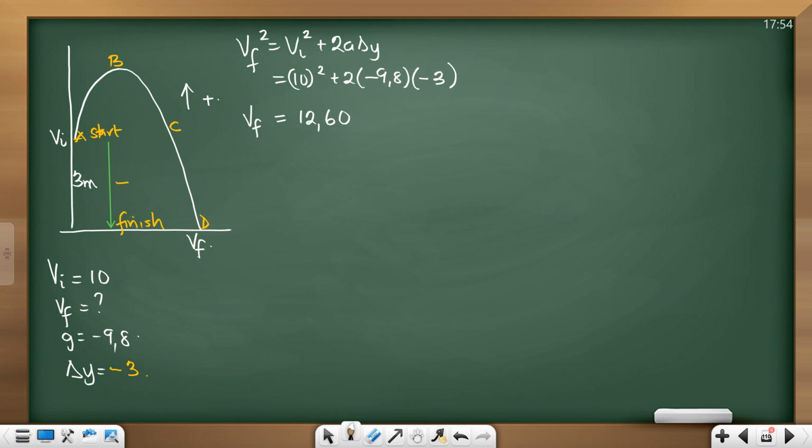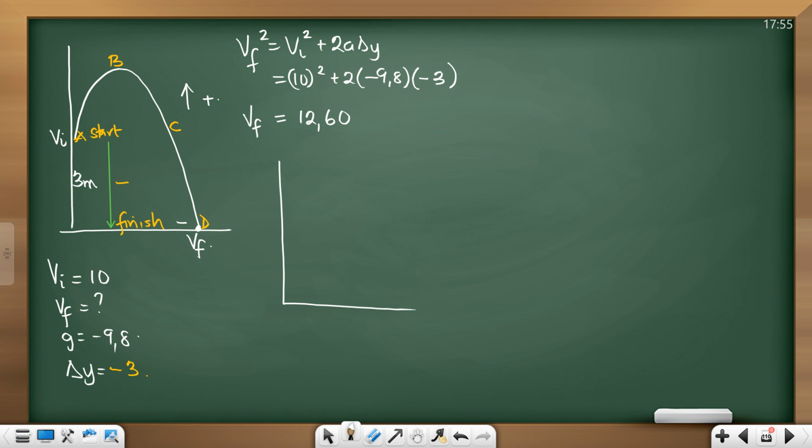I hope that makes sense. 12,6. Oh, but I didn't want to round up. Okay, guys, we would use the answer button on your calculator. Now I know the velocity here, but it has to be negative. We'll deal with that. What about the velocity with which it bounces up?